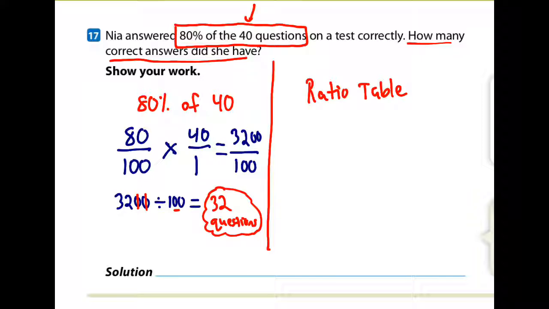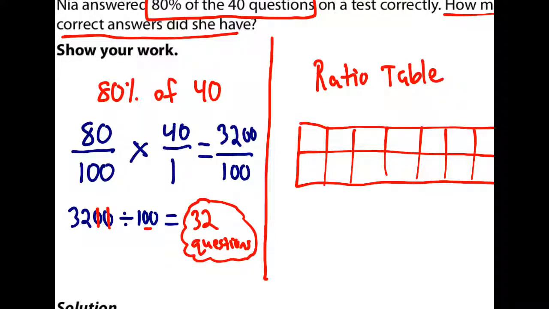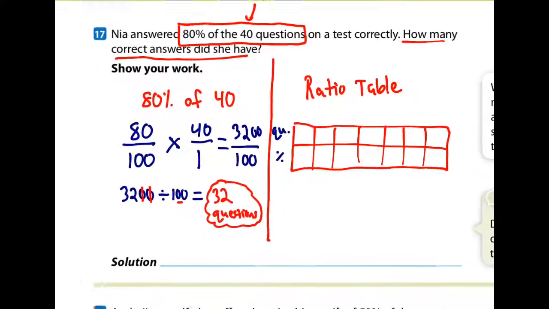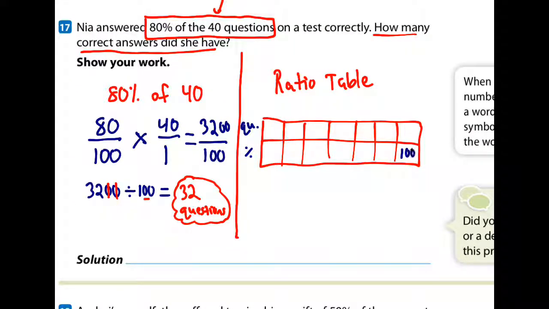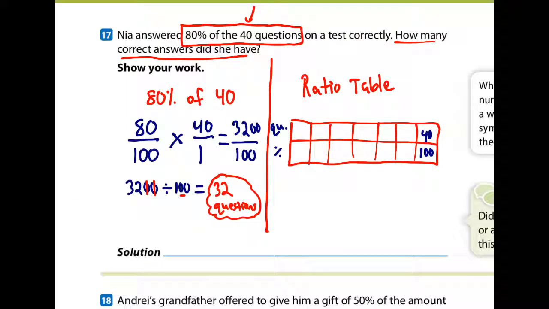But now, let me just show you how you can use a ratio table for this one. So over here, let me get it set up. So on top, I'm going to have questions. So I'll just put a QU for questions. On bottom, I'm going to have the percent. And I know that 100% is 40 questions, because it says 80% of the 40 questions, right? So I have to figure out what 80% is. So let's say I just write down 80% here.